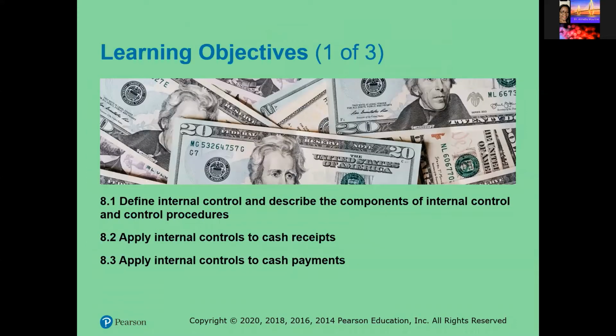The learning objectives for Chapter 8 are: 1. Define internal control and describe the components of internal control and control procedures. 2. Apply internal controls to cash receipts. 3. Apply internal controls to cash payments.